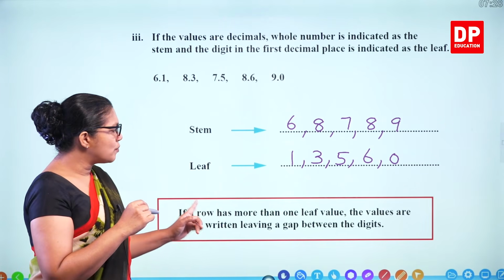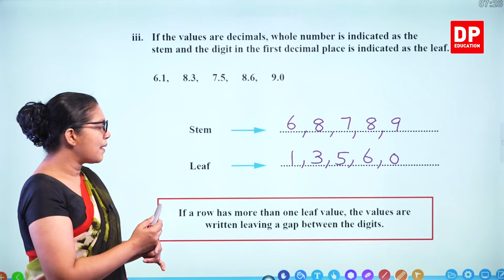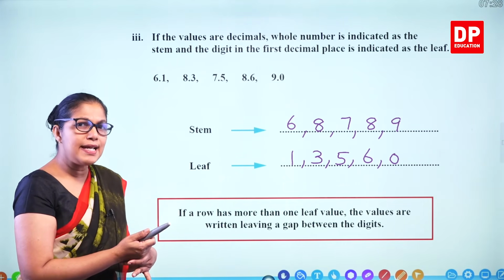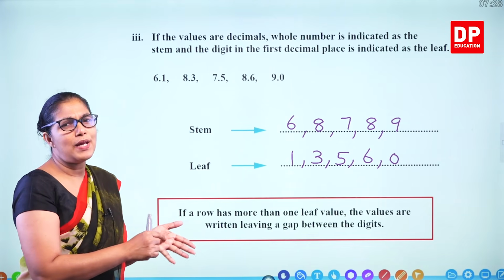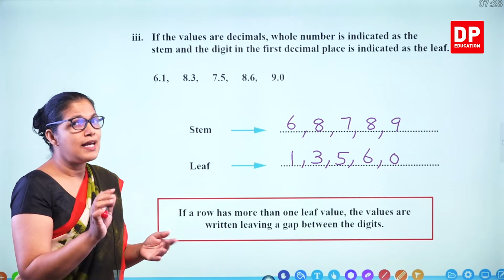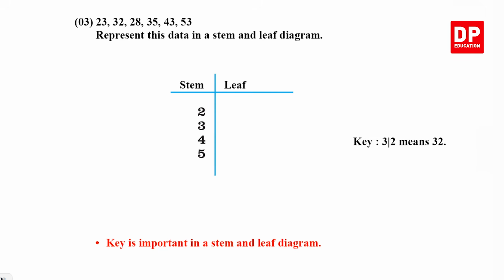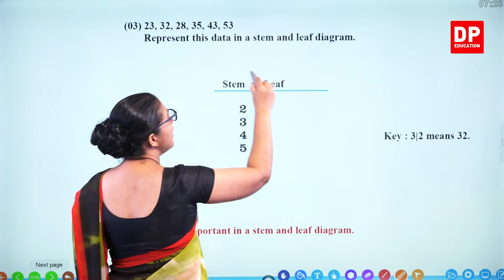If a row has more than one leaf value, the values are written leaving a gap between the digits. So when you are constructing a stem and leaf diagram, make sure that you leave a gap between two digits and we don't put commas. So take a look at this data set. Represent this data in a stem and leaf diagram. So what you do, you draw a line like this.